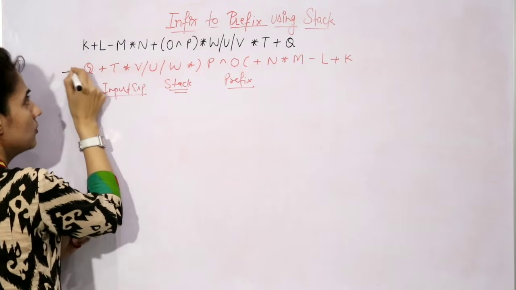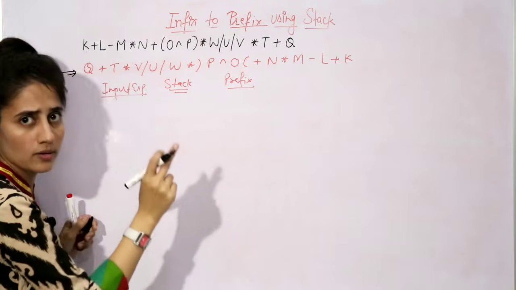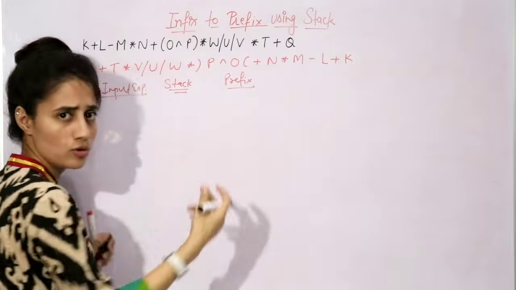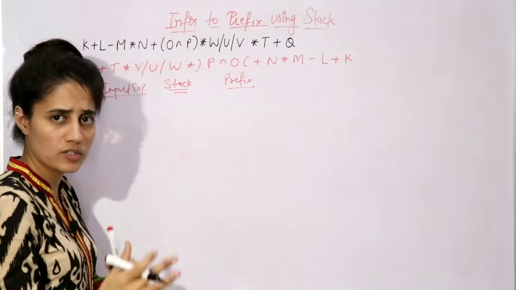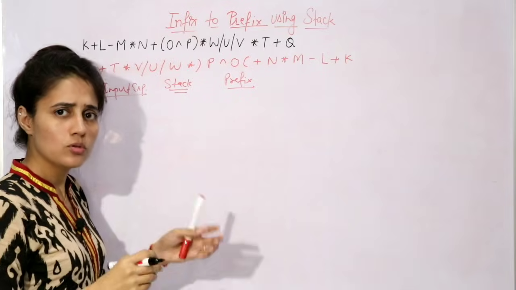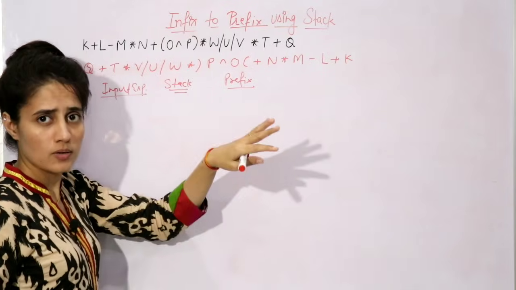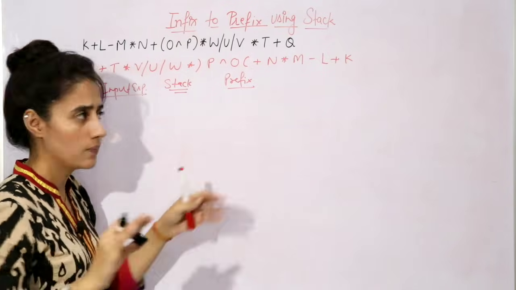Now scan this reverse infix expression from left to right. You can scan it from right to left also, and after that you can also get the prefix expression. So there are many ways, two or three ways, to convert infix to prefix, right? This is one of all the possible ways, right?